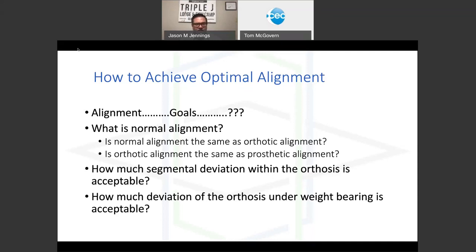And then we need to start asking ourselves how much segmental deviation within the orthosis is acceptable. For example, when you're continually having to make adjustments to the navicular or medial malleolus within an orthosis, are we really controlling that pronation or that internal rotary pattern within the brace? Why do we keep pushing it out? Why is it not holding them? Have we really done our job? And then how much deviation of the orthosis under full weight bearing is acceptable? When you put a patient in a plastic ground reaction AFO and the ankle flexes, is that acceptable? And how much flexion in that orthosis is acceptable? We just need to start asking ourselves that.